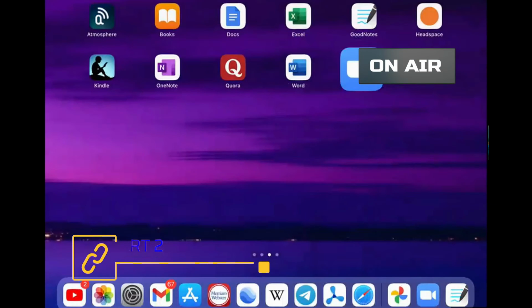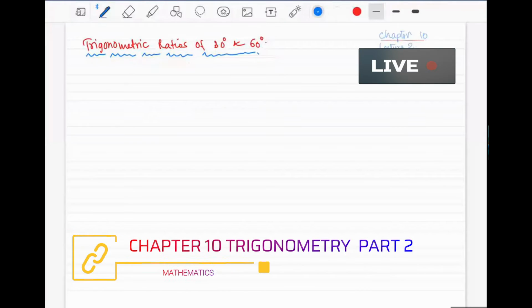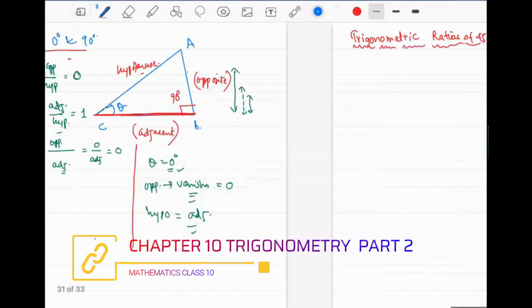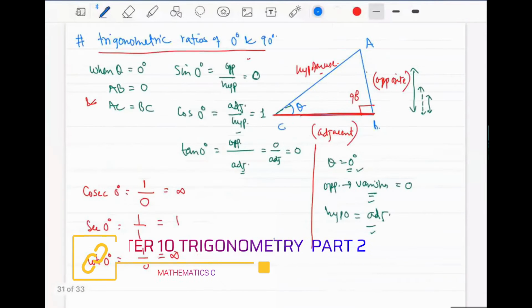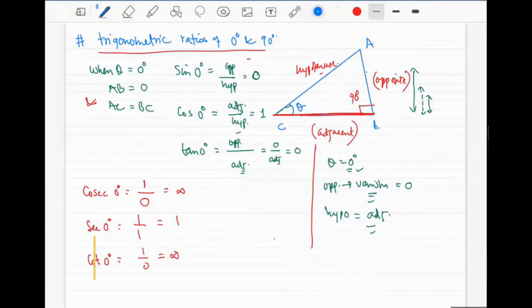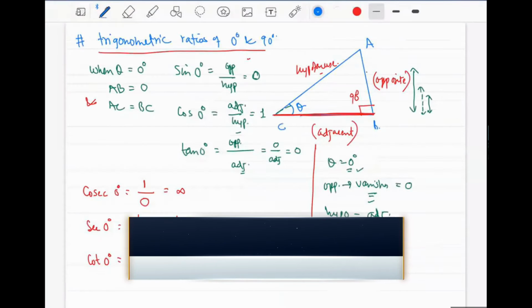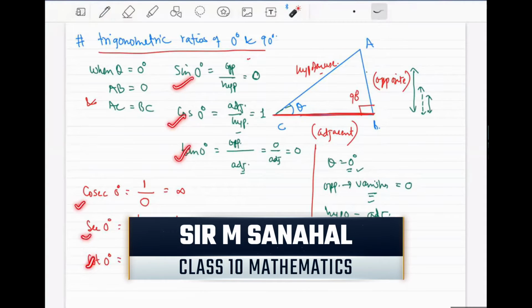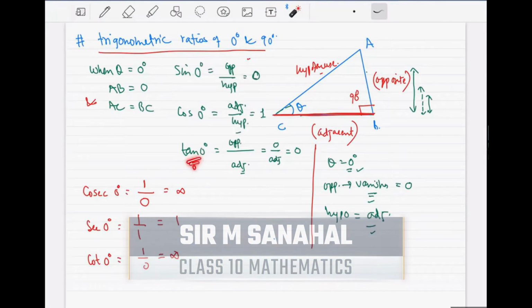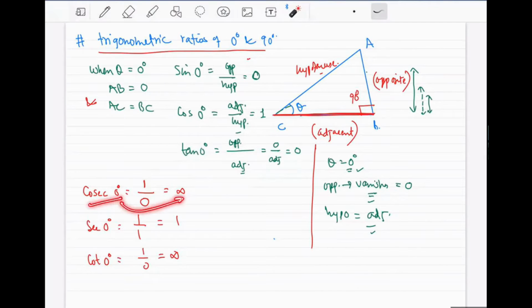Okay, good morning, everyone. So we have done trigonometric ratios of 0 degree and 90 degree. I think we haven't completed the trigonometric ratios of 0 degree, right? I think we have completed this one. What you have to focus on is the values of sine 0. Sine 0 is 0, cos 0 is 1, tan 0 is 0, cosec 0 is infinity, sec 0 is 1, cot 0 is infinity. Sometimes this infinity sign can be written as indeterminate.